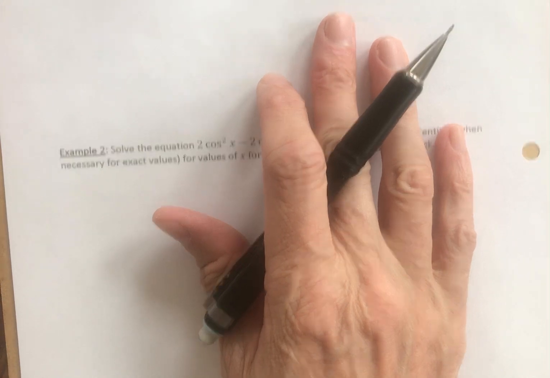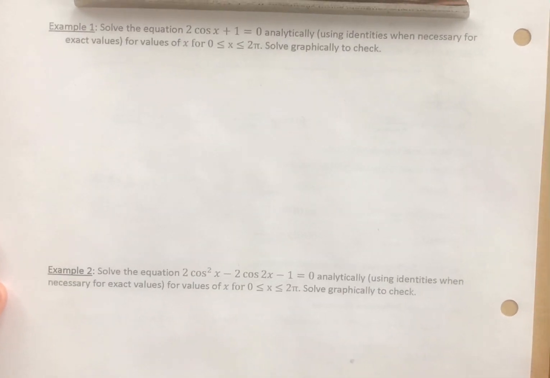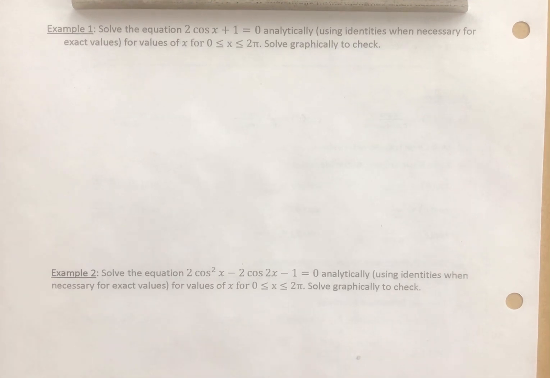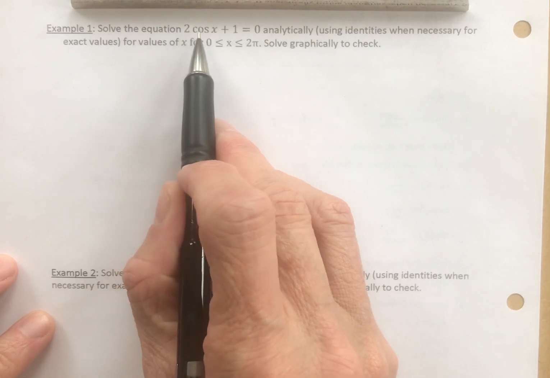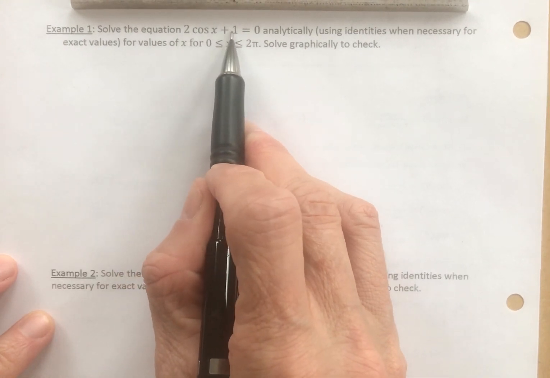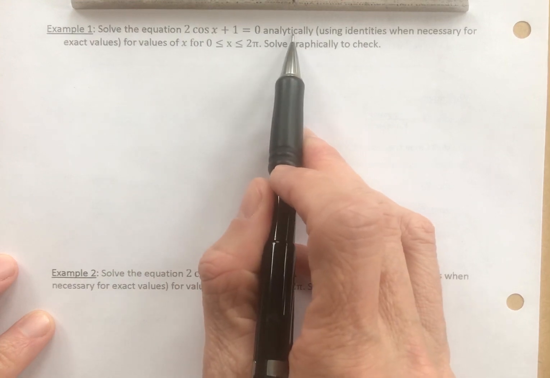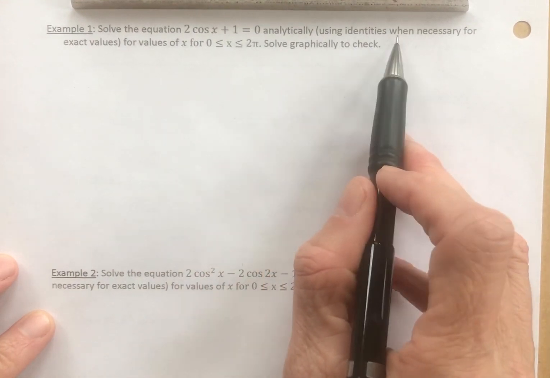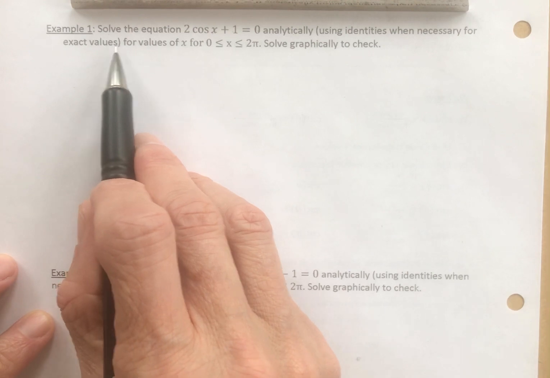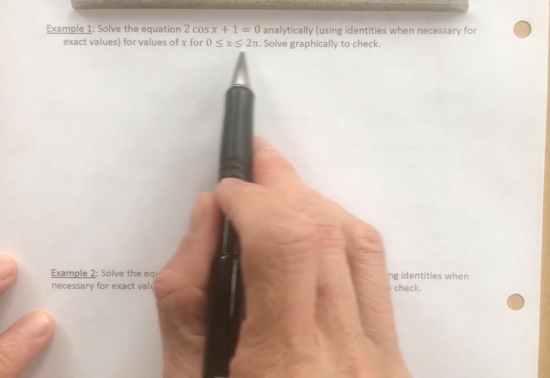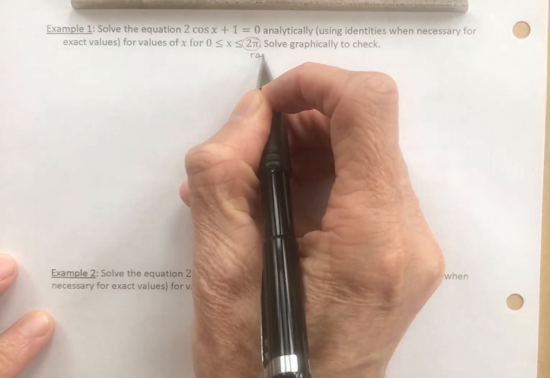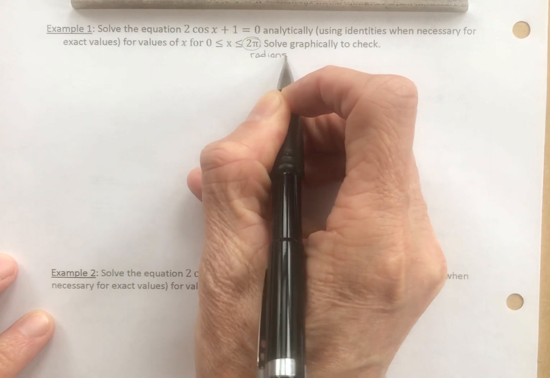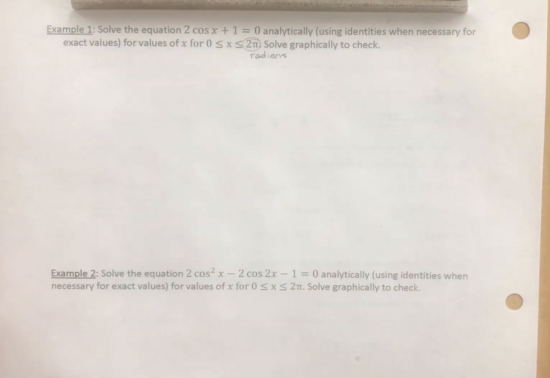All right, let's do some solving. And then we're going to also solve these graphically to see them using Desmos. Okay, example number 1. Solve the equation 2 times the cosine of x plus 1 is equal to 0. Solve it analytically using identities when necessary for exact values for the values of x from 0 to 2 pi. Well, this should tell us right here that we're going to be in radians because we're going from 0 to 2 pi, and we're going to solve graphically to check.